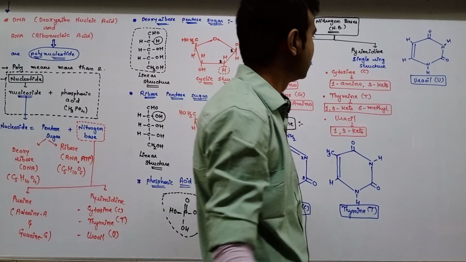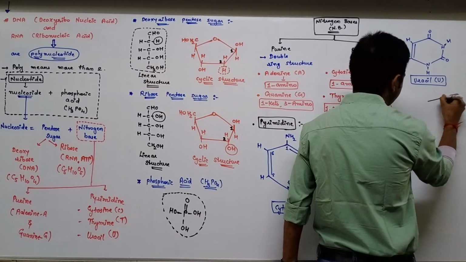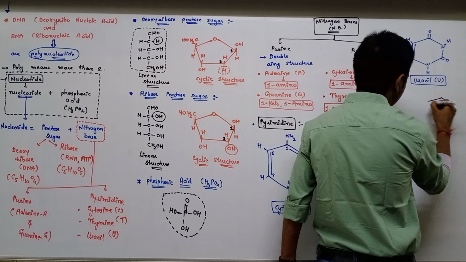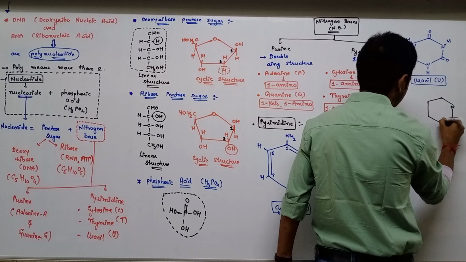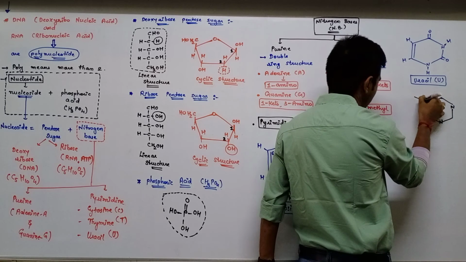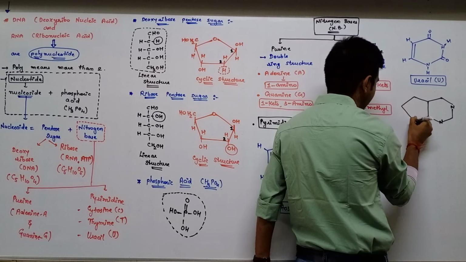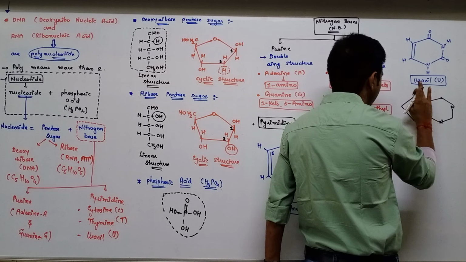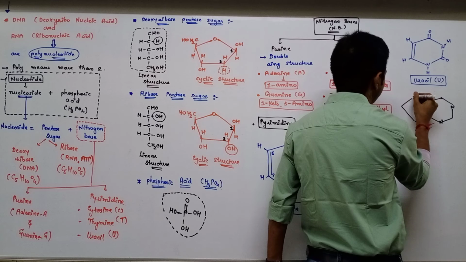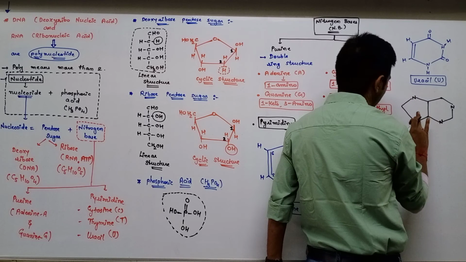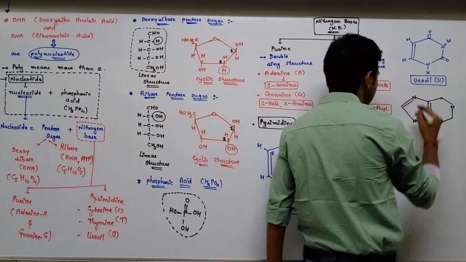According to the rule, you have to draw first pentagon here, sorry, hexagon, and then pentagon 1, 2, 3, 4 and 5. But here over this nitrogen is there, and over here nitrogen is also there. Put 2 bonds here and put alternate 2 bonds here.